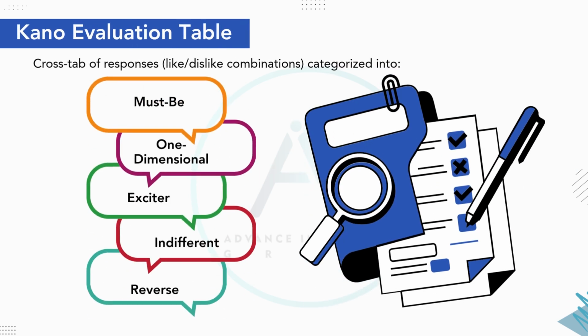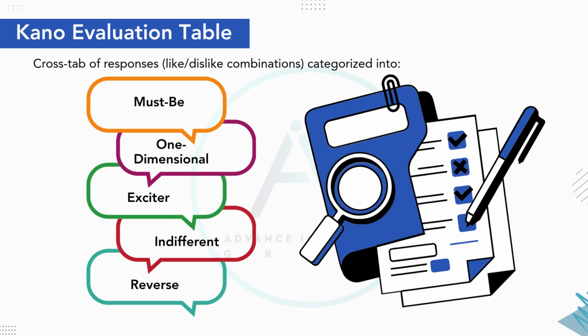This slide shows the Kano evaluation table, which helps us classify customer responses into 5 categories based on how they react to the presence or absence of a feature. The classification is done using the crosstab of functional and dysfunctional responses from the Kano Questionnaire. The 5 categories are: 1. Must-be. These are basic expectations.